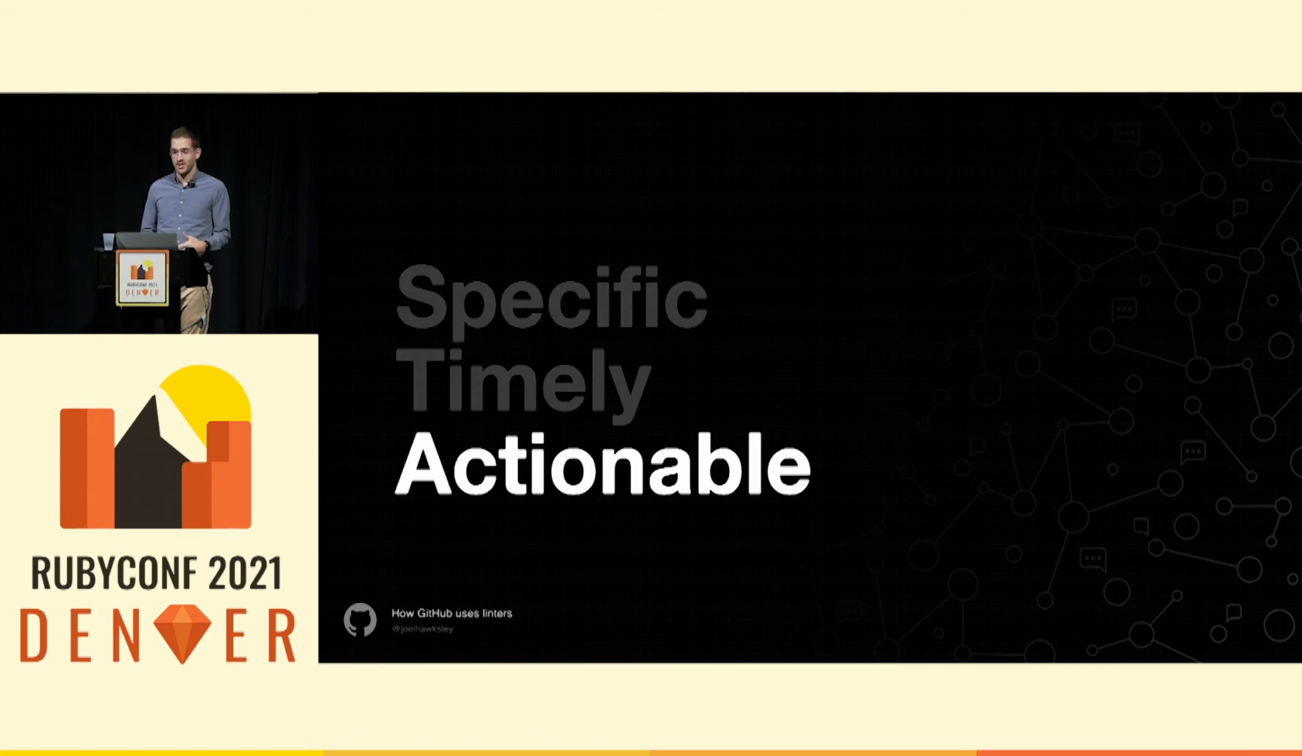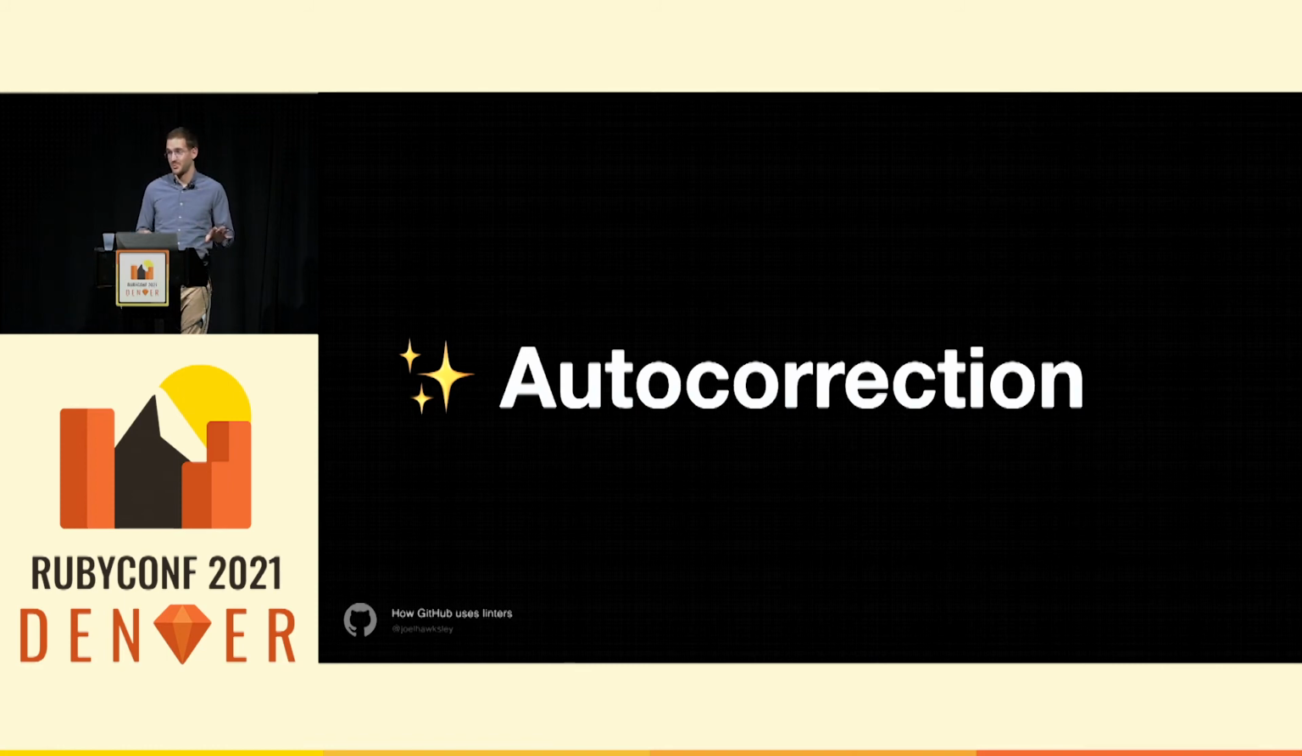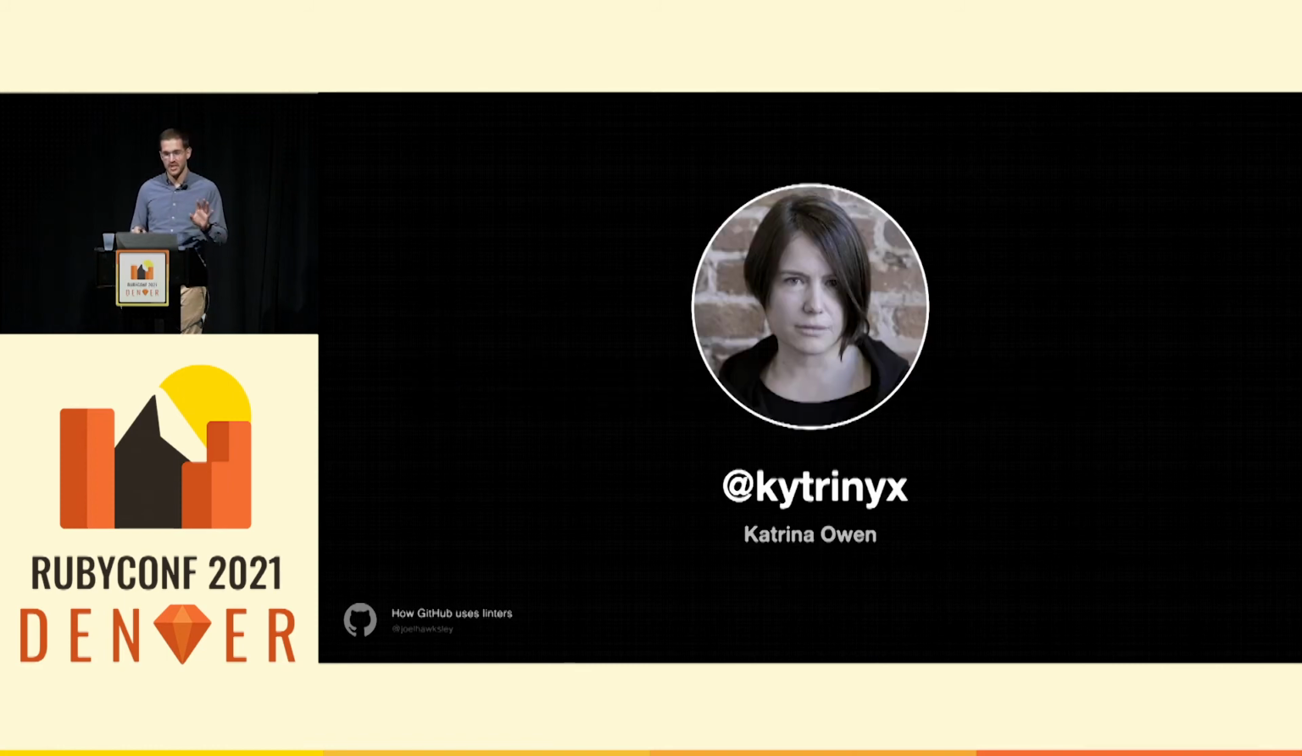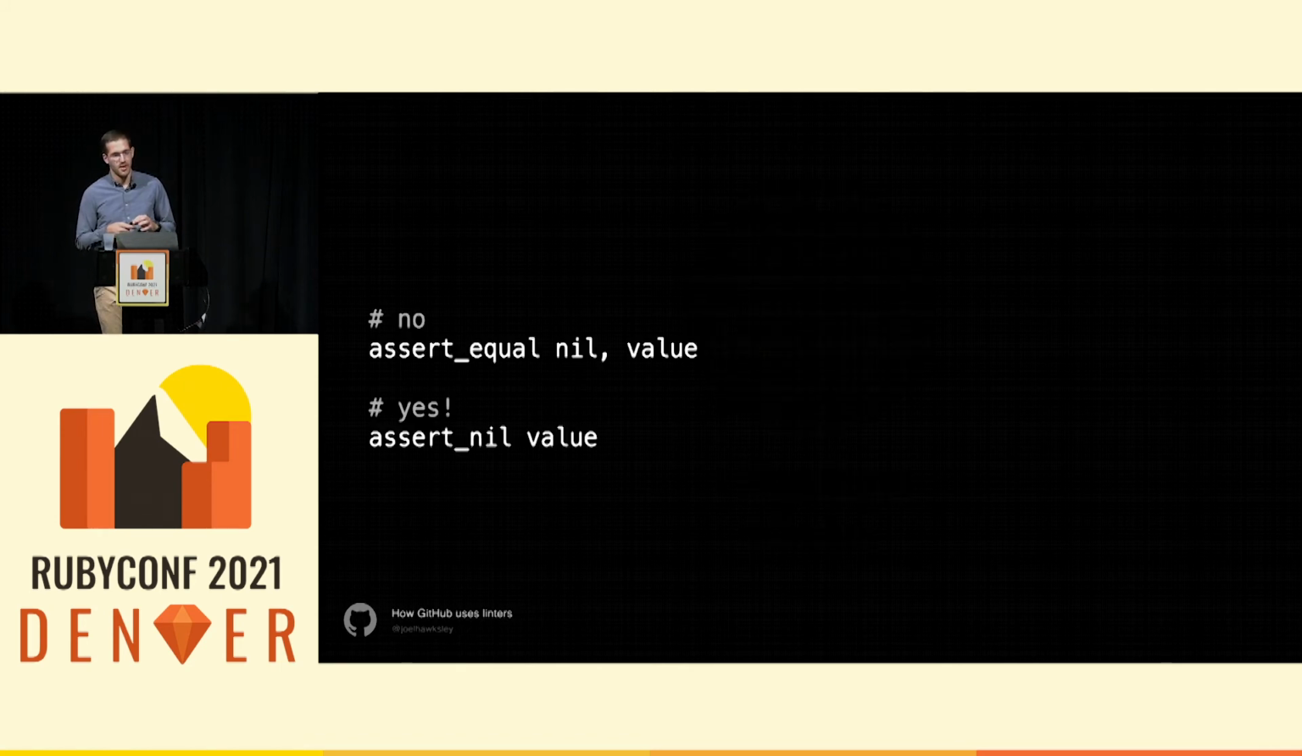But what about being actionable? This is perhaps the coolest thing I'm going to share today, which is how autocorrection works. So here's an example from Katrina Owen for a specific rule we have for writing tests. If you look at the top, we have assert equal nil value. We don't really like that. What we really like is for you to just write assert nil value. I honestly don't know exactly why, but we're going to look at autocorrection for this lint.